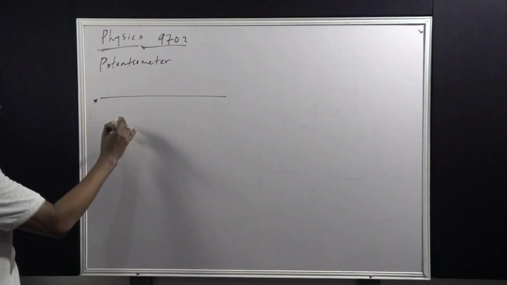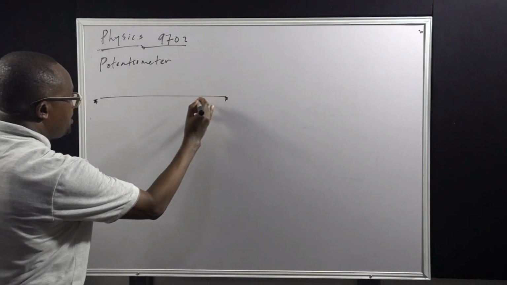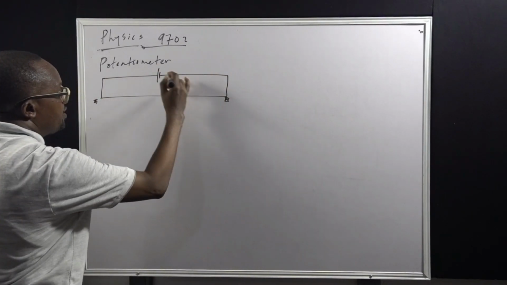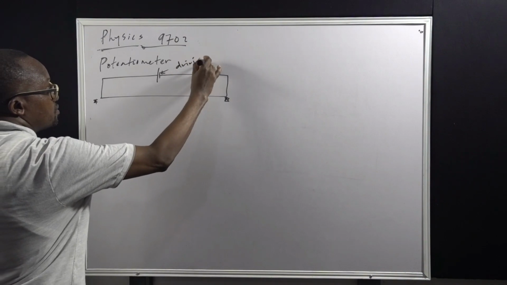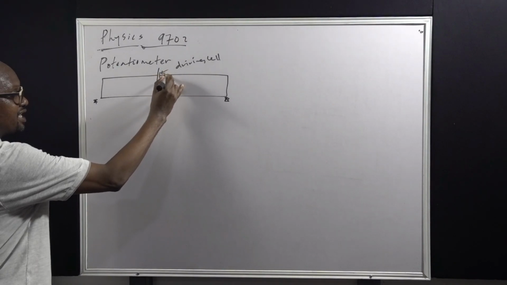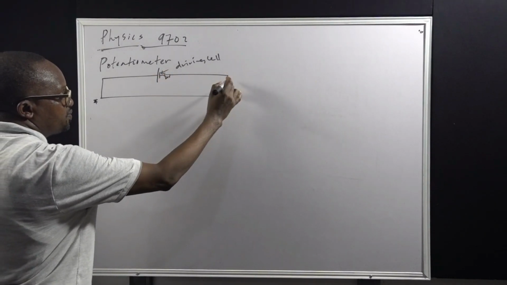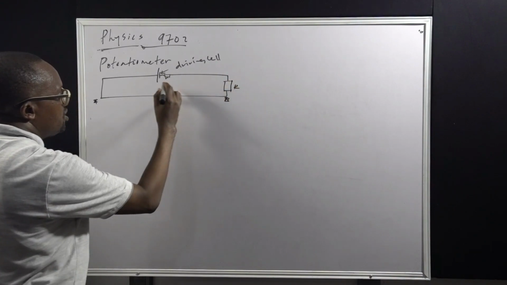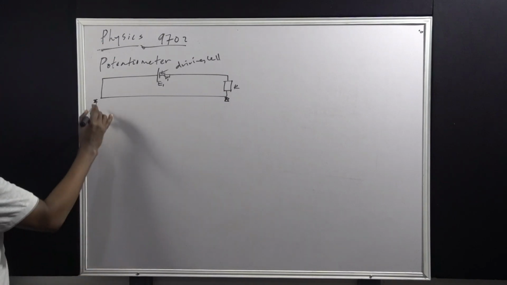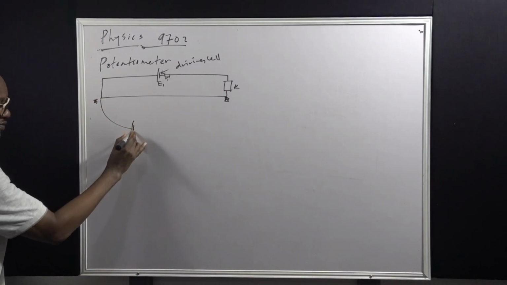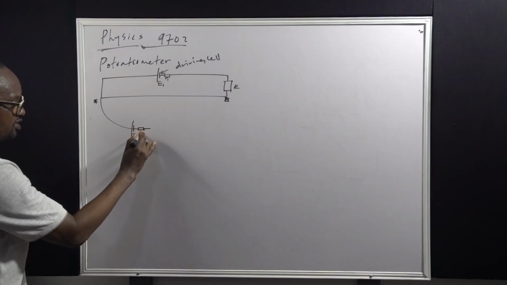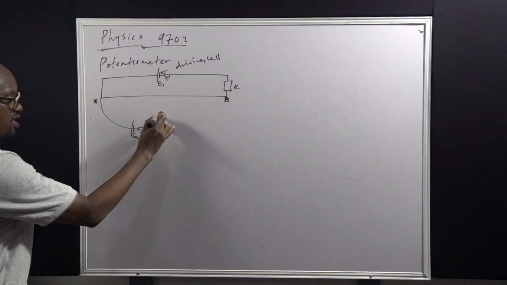It consists of a uniform wire of length AB. To that wire, you have a driving cell. This driving cell has an internal resistance R. Then let's put another resistance here. Let's call it R. So if the EMF of the driving cell is E1, internal resistance of this is R1. Then I have a battery of EMF E2 having internal resistance of R2 connected to a galvanometer.